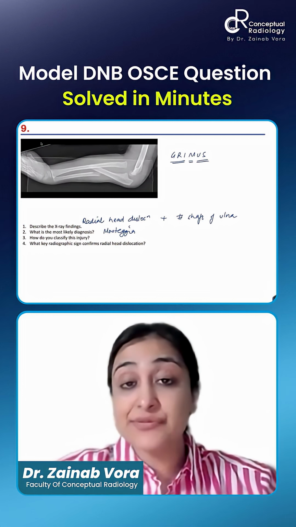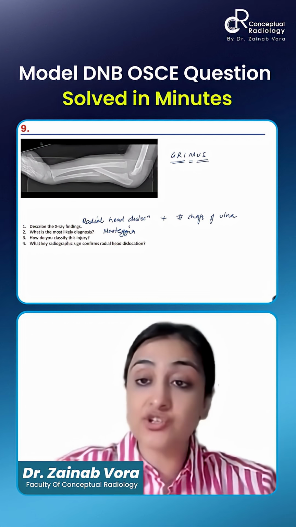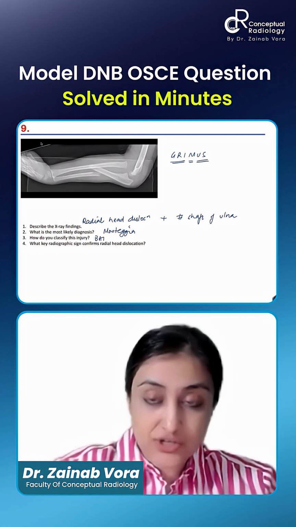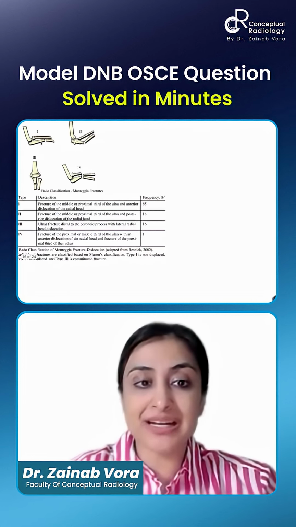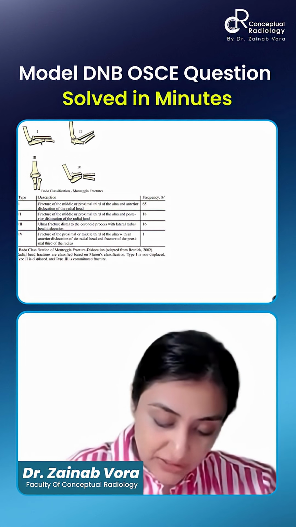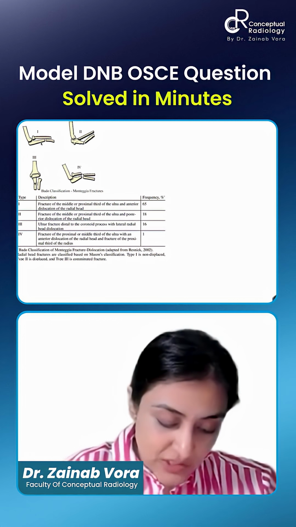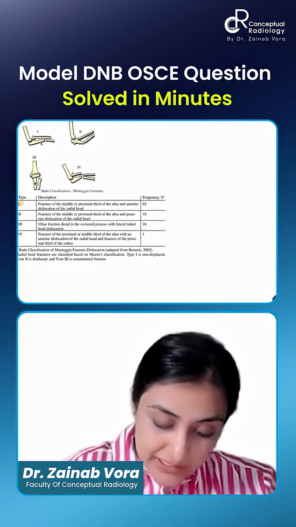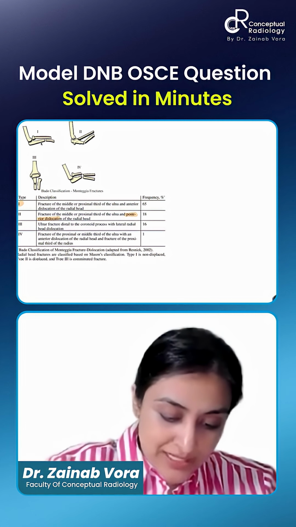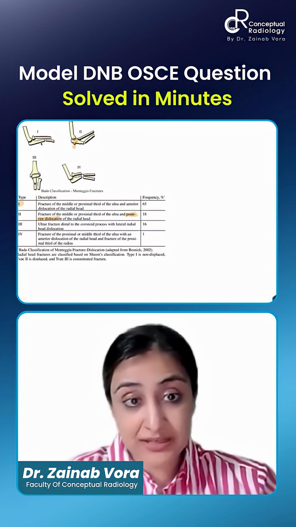How do you classify this injury? Do you know the classification of the Monteggia complex? It is the Bado classification, right? So let us read the Bado classification once. Look at this. If you have a middle or proximal third fracture and anterior dislocation, this is the most common one. Middle or proximal third with posterior dislocation. So you can see that the radius is going backwards.